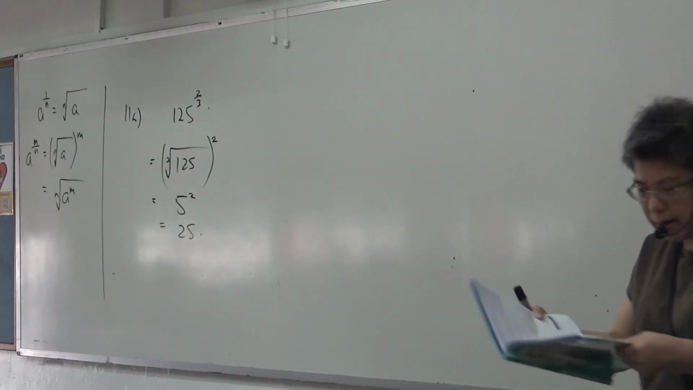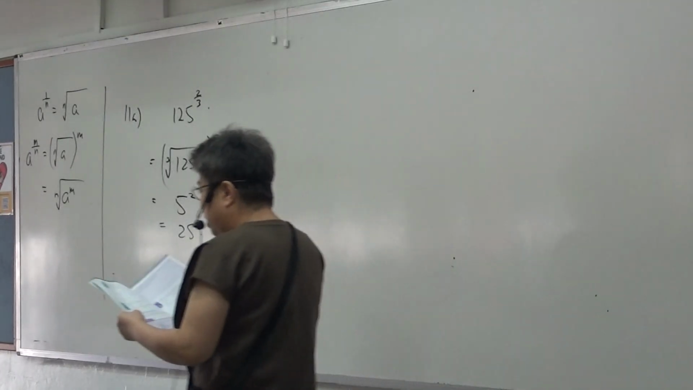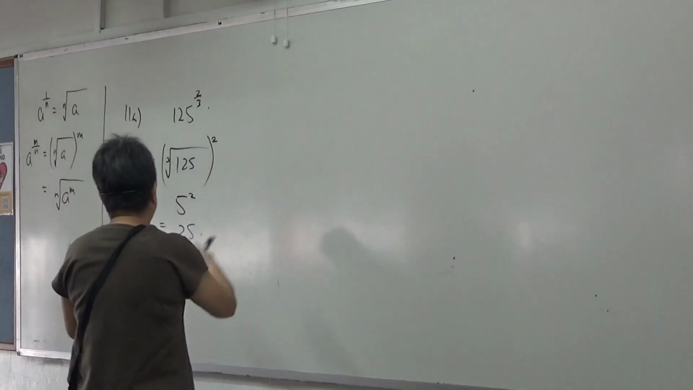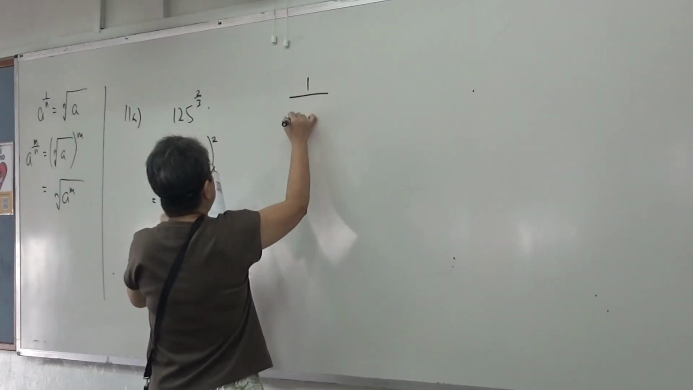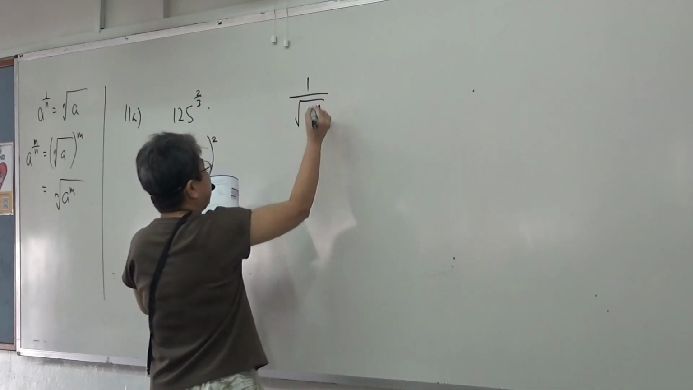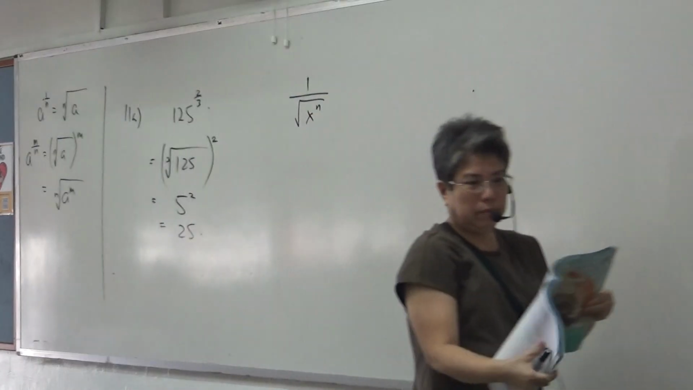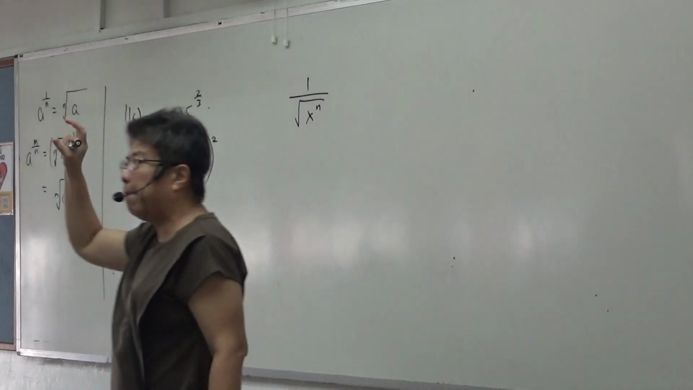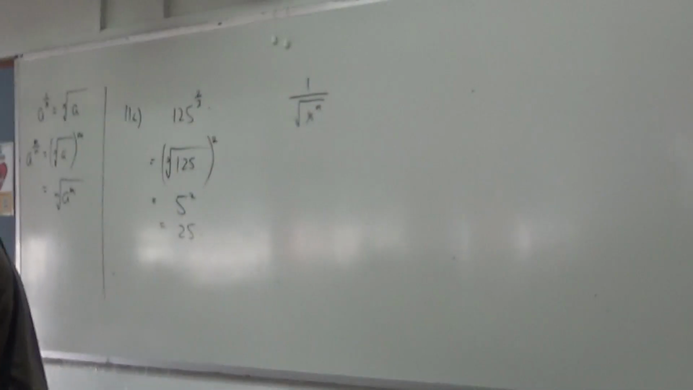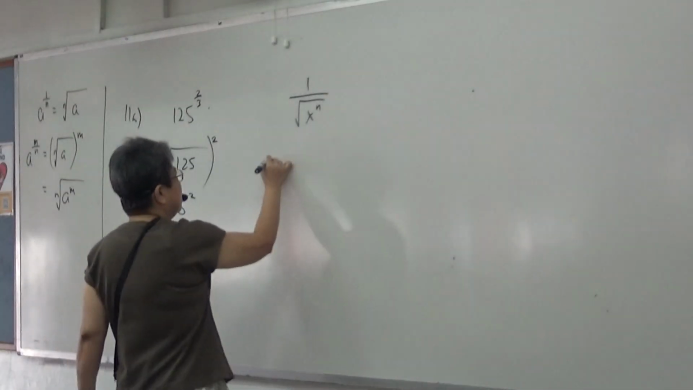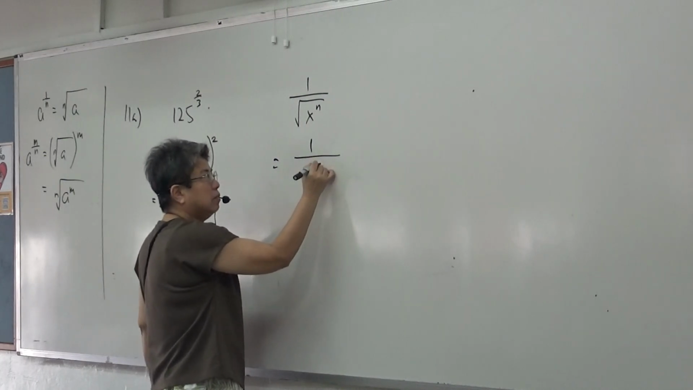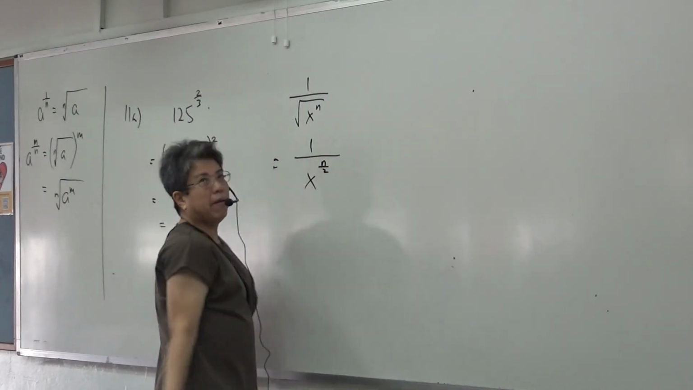Can you look at part B now? Simplify this, expressing your answer in index form. 1 over square root xn. Now, they want it in index form, that means they want it in power. Correct? Now, okay. This is 1 over x. N over 2x.